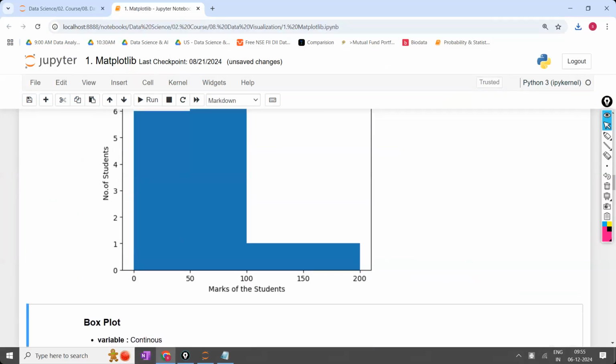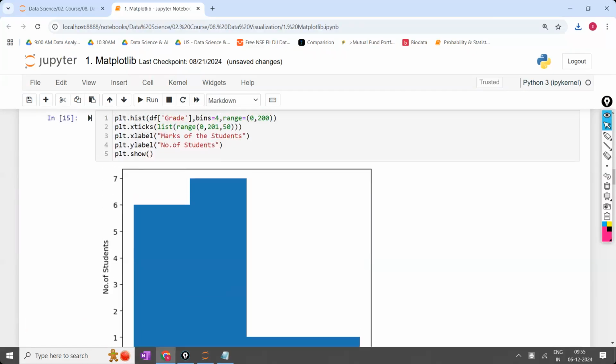So now can you see the bottom? X label is marks of the students. Whatever name you write in the X label, that will come on the X axis. What you write in the Y label, that will come on the Y axis. Okay.